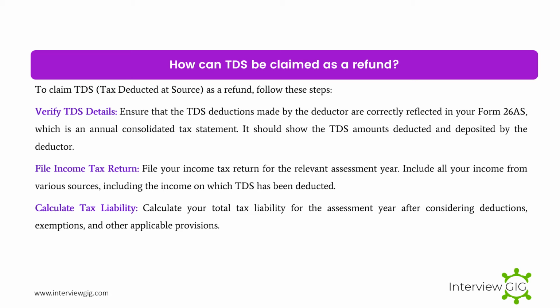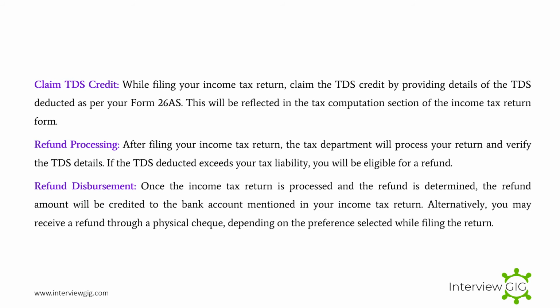File income tax return. File your income tax return for the relevant assessment year. Include all your income from various sources, including the income on which TDS has been deducted. Calculate tax liability. Calculate your total tax liability for the assessment year after considering deductions, exemptions, and other applicable provisions. Claim TDS credit. While filing your income tax return, claim the TDS credit by providing details of the TDS deducted as per your Form 26AS. This will be reflected in the tax computation section of the income tax return form.